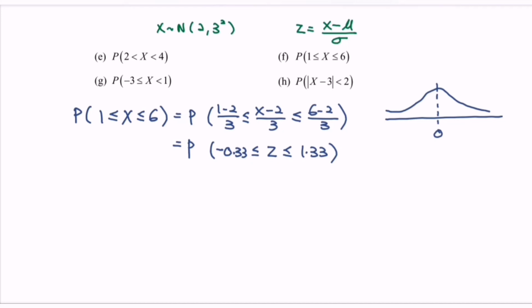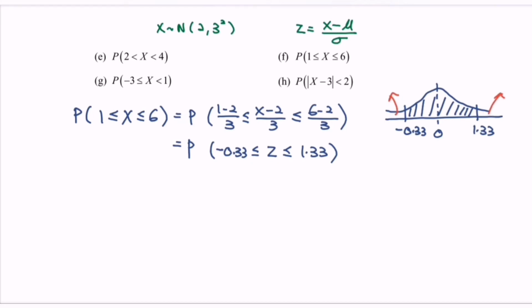Next is to locate the values negative 0.33 and 1.33. By referring to the question, the probability that z is greater than or equal to negative 0.33 and less than or equal to 1.33, the region will be in between these values. So what we have to do is eliminate this part and this part as well.